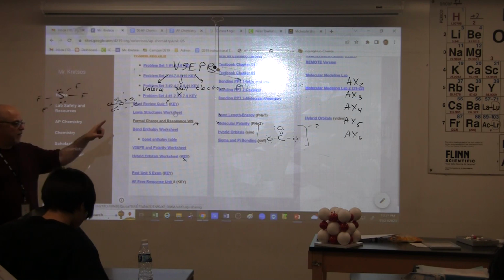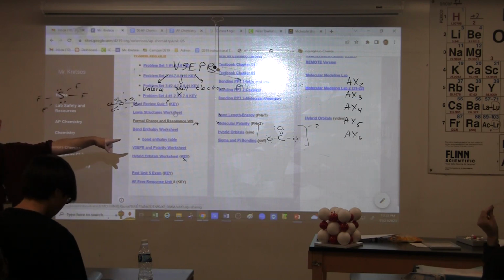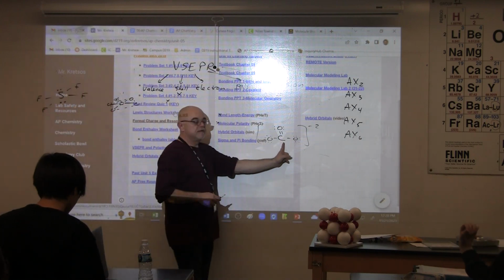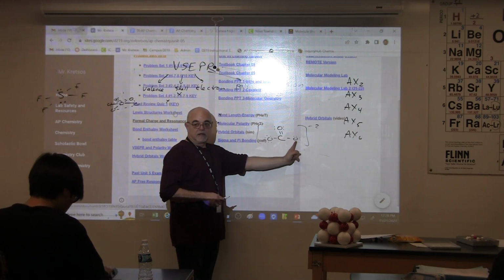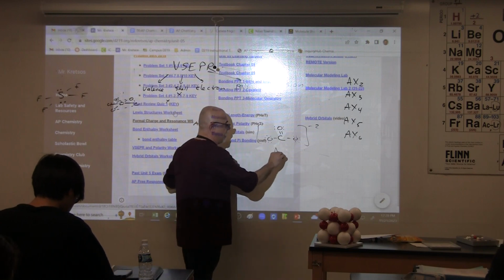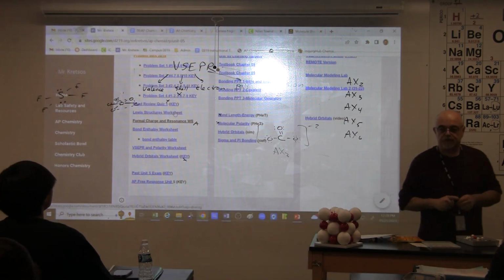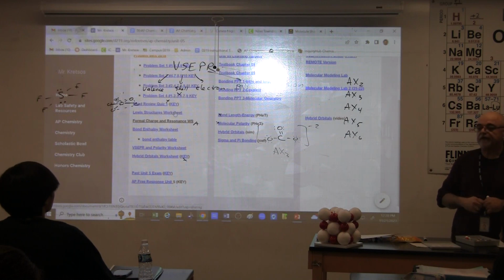So, first thing I want you to do is label it with AXE. How would you designate that structure, AXE? A, X3. Are there any lone pairs on the middle? No. So this is just AX3. If that's true, what shape should this molecule have? It's trigonal planar. That's it.